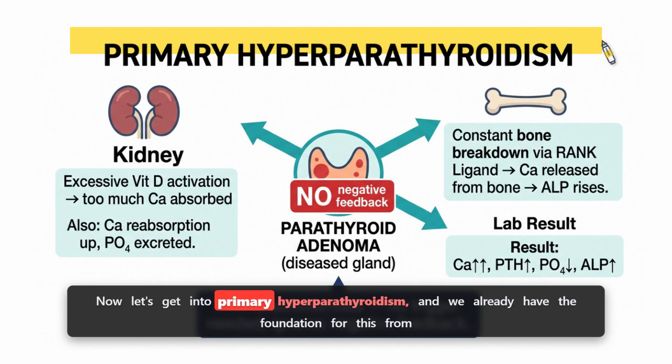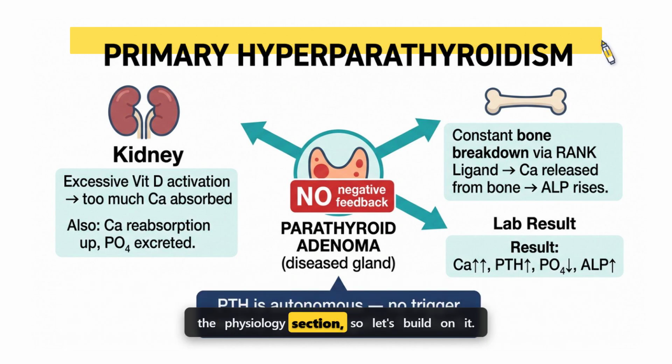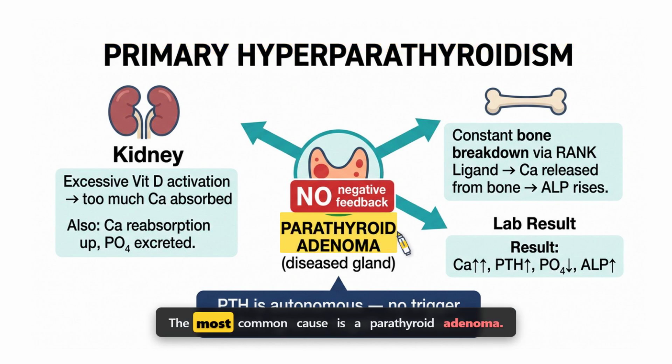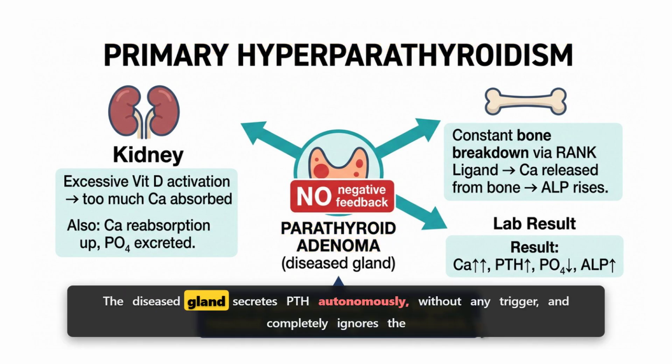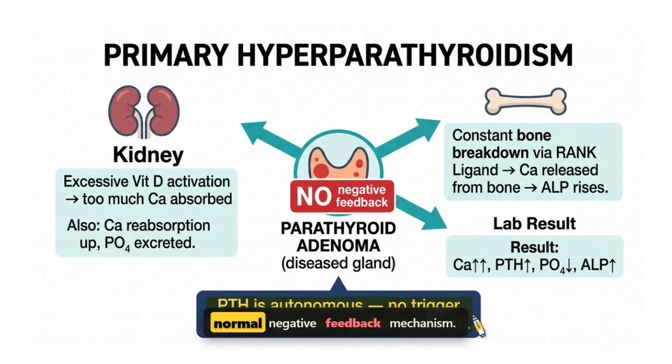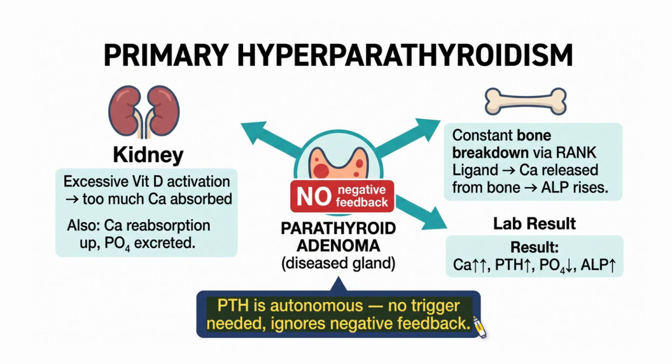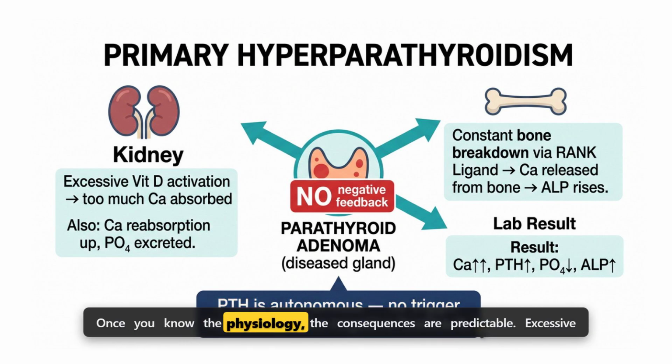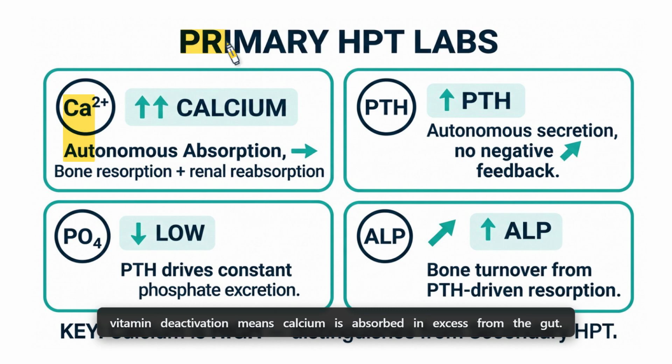Now let's get into primary hyperparathyroidism. And we already have the foundation for this from the physiology section, so let's build on it. The most common cause is a parathyroid adenoma. The diseased gland secretes PTH autonomously, without any trigger, and completely ignores the normal negative feedback mechanism. PTH just keeps firing. Once you know the physiology, the consequences are predictable.